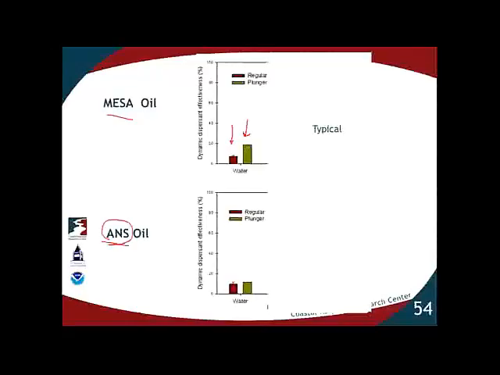That's because the Alaska North Slope crude is a little bit heavier than this Mesa oil, okay? So it doesn't disperse as well with energy, okay? So here you can see that the oil type does make a difference. The lighter the oil, the less viscous it is, the easier it is to disperse with waves, okay?